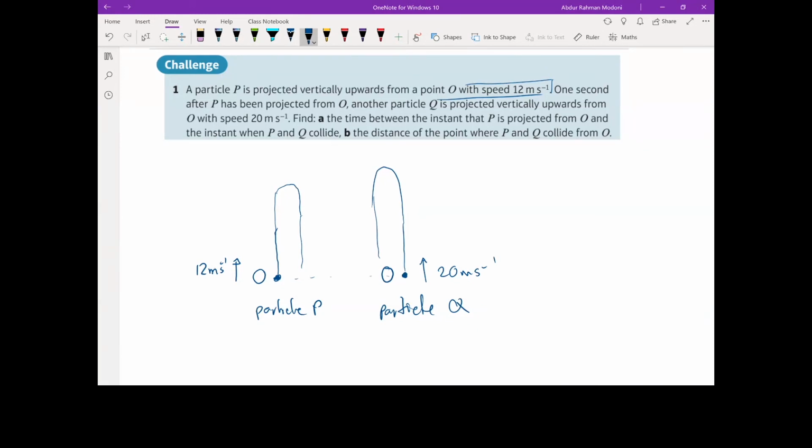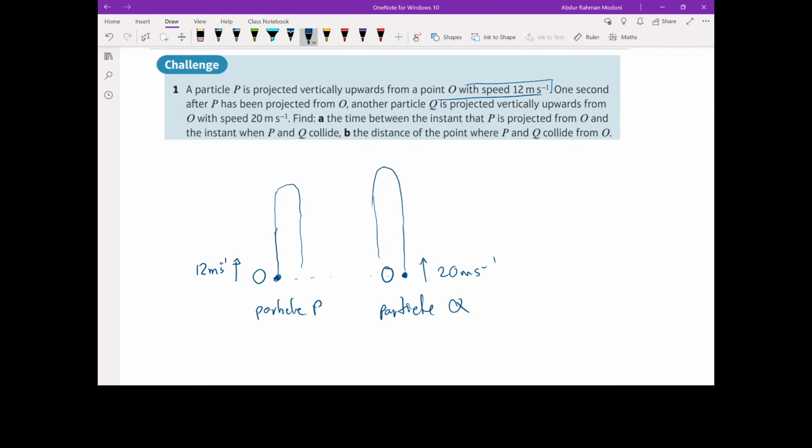But let's go and read on what it actually says. Since they're both released from the same point and they're following the same path, the fact that one was released first and the other one 1 second after means that they will actually collide at some point. Do we understand that? Okay, let's make sure that's clear first.